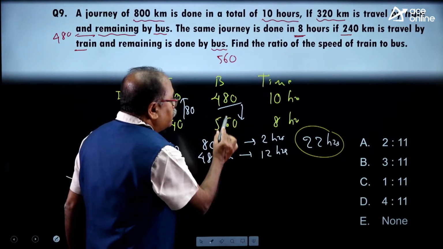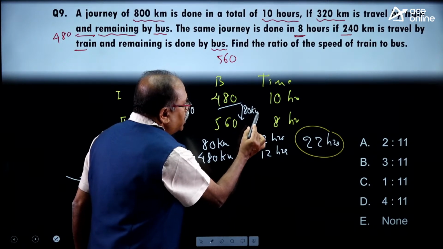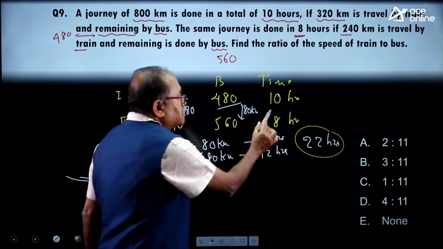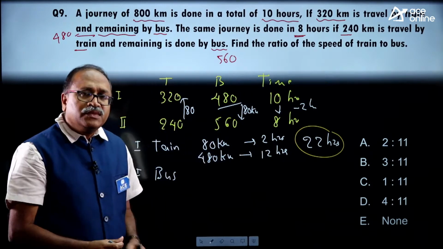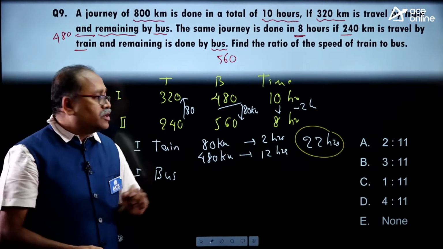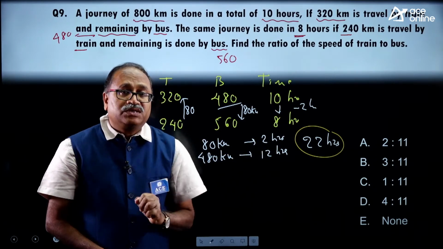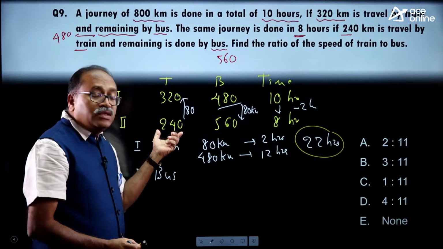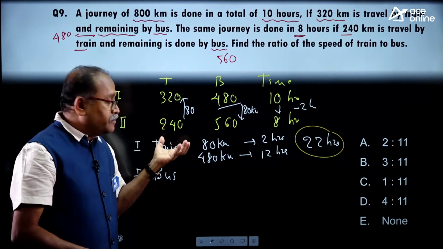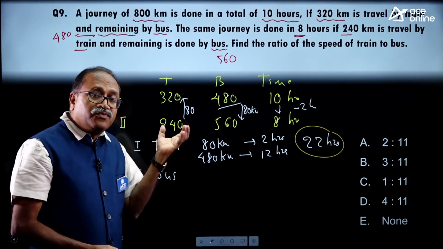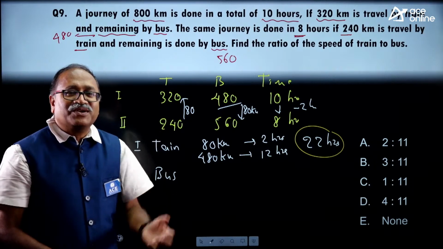So here we are going how much extra? 80 kilometer extra by bus. As a result, the time is how much less? 2 hours less. If you are travelling 80 kilometer by bus, you are able to save 2 hours, then travelling this 240, which you travelled earlier by train, had you travelled this 240 by bus, how much time will it save? Let's work it out.